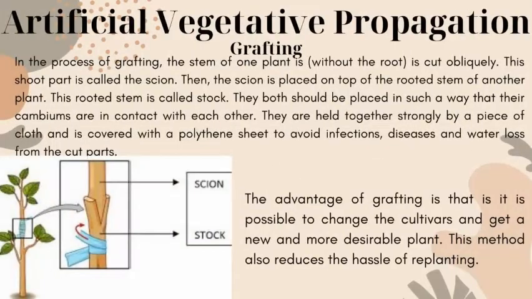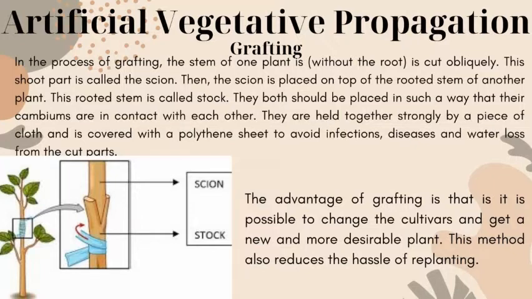Grafting. In the process of grafting, the stem of one plant without the root is cut obliquely. This shoot part is called the scion. Then, the scion is placed on top of the rooted stem of another plant. This rooted stem is called stock. They both should be placed in such a way that their cambiums are in contact with each other. They are held together strongly by a piece of cloth and covered with a polythene sheet to avoid infections, diseases and water loss from the cut parts.